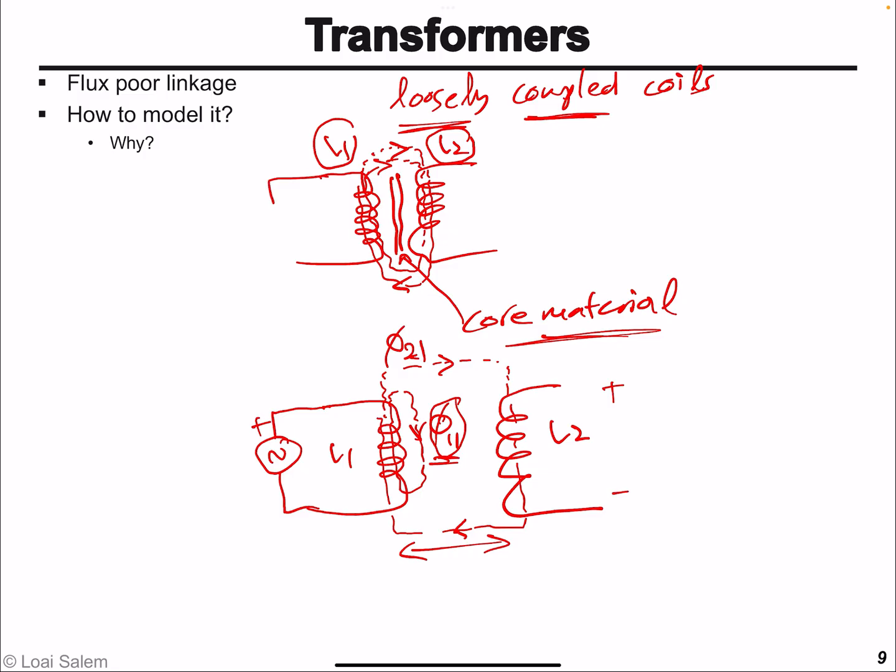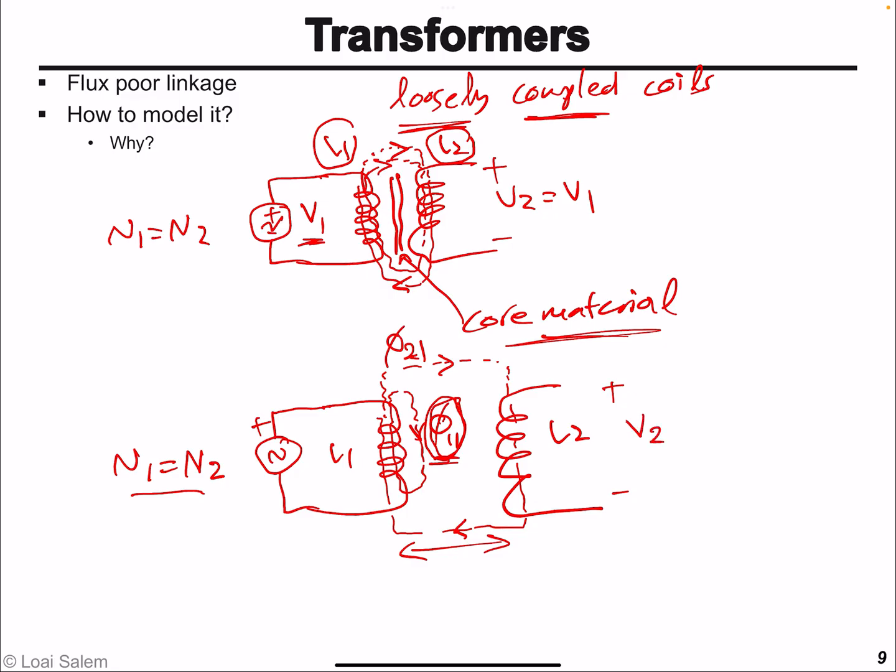So here, in the case of tightly coupled magnetic cores, assuming we have a 1-to-1 turns ratio, say N1 and N2 are equal to each other, we'll find that all of V1 is going to appear across the secondary. On the other hand, in loosely coupled coils, due to this flux that doesn't link with the secondary coil, we'll find that the voltage produced on the secondary side is going to be less than V1.